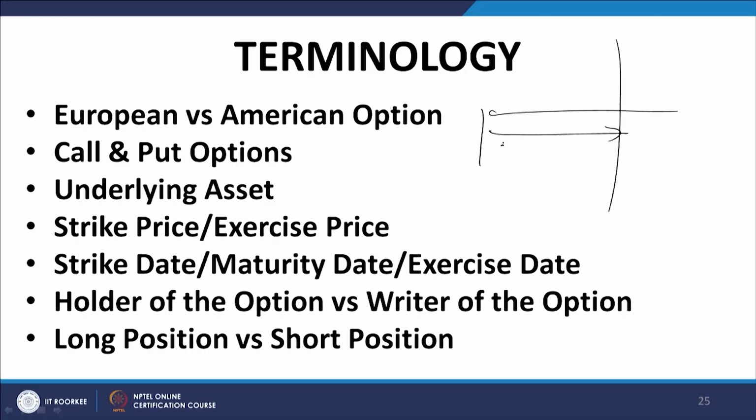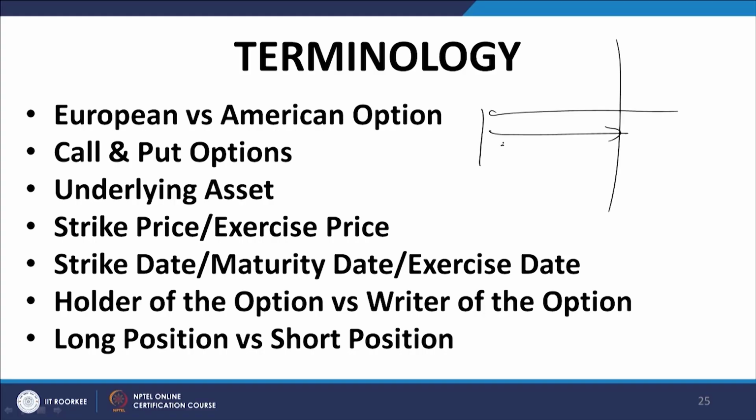Then I mentioned about the right to buy and the right to sell. The right to buy, an option which gives the holder of the option the right to buy the asset, is called a call option, and an option that gives the holder of the option a right to sell the asset is called a put option. Right to buy, call, right to sell, put. Underlying asset, the substratum of the contract, in other words, the asset that is to be bought or the asset that is to be sold is called the underlying asset.